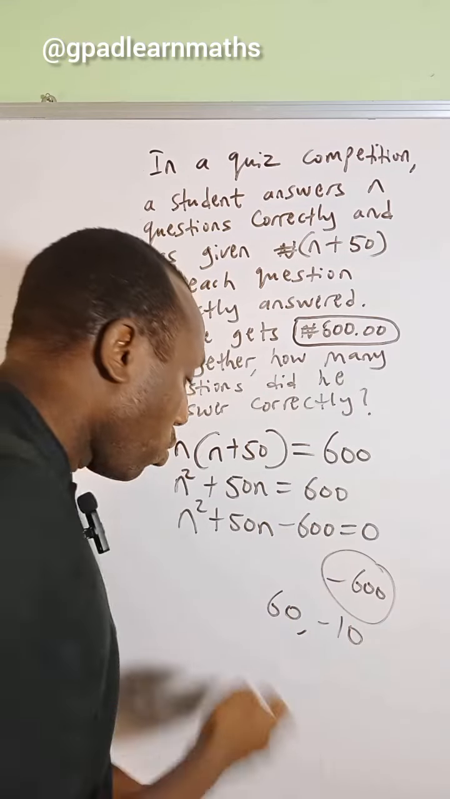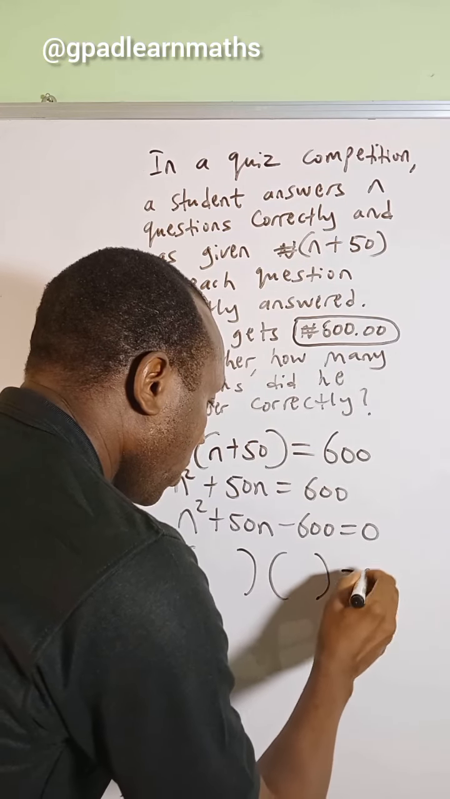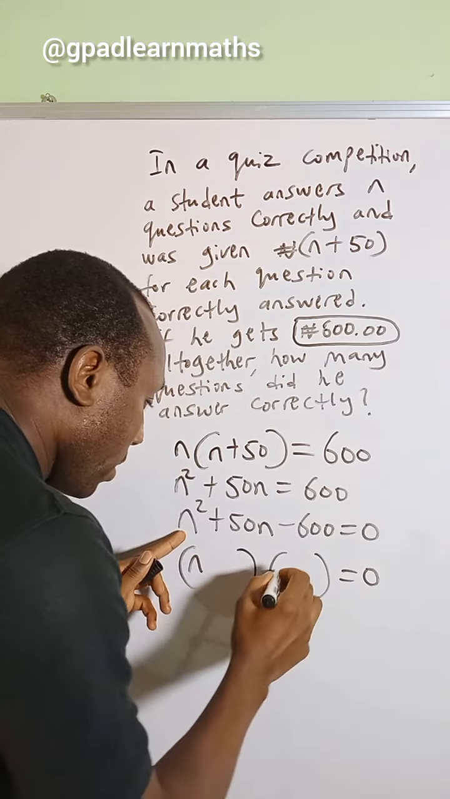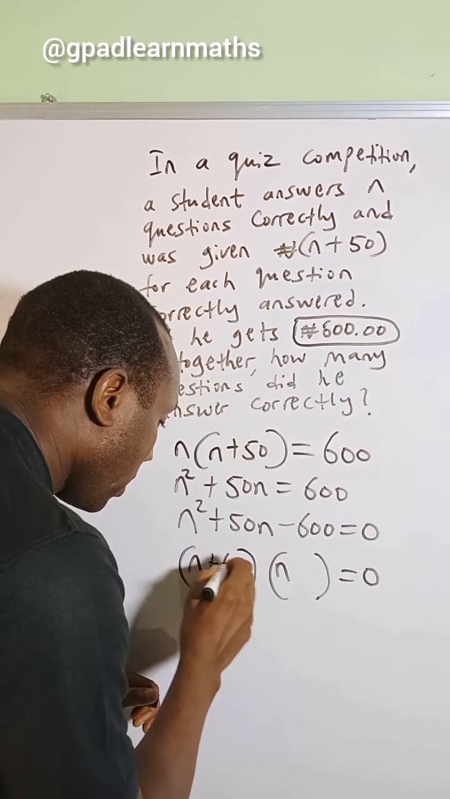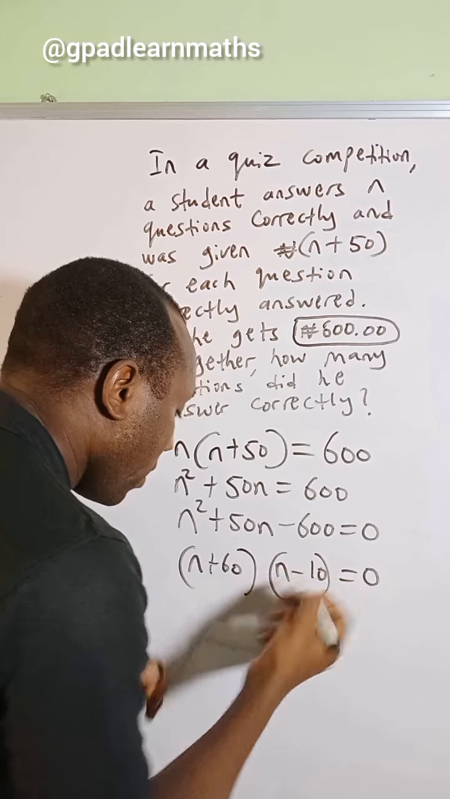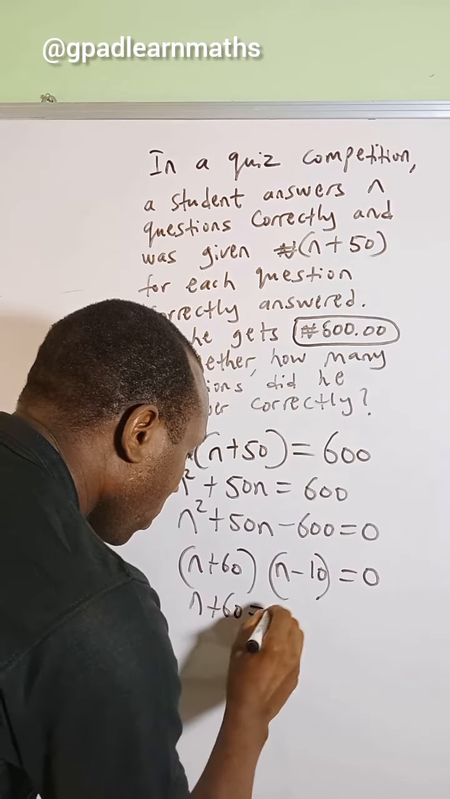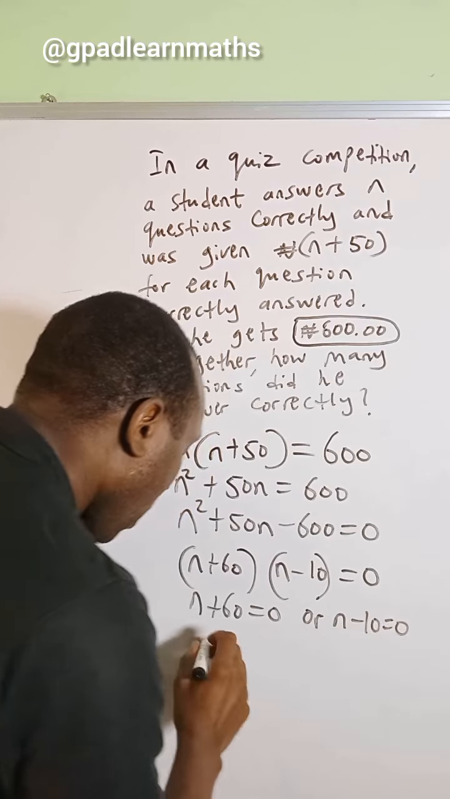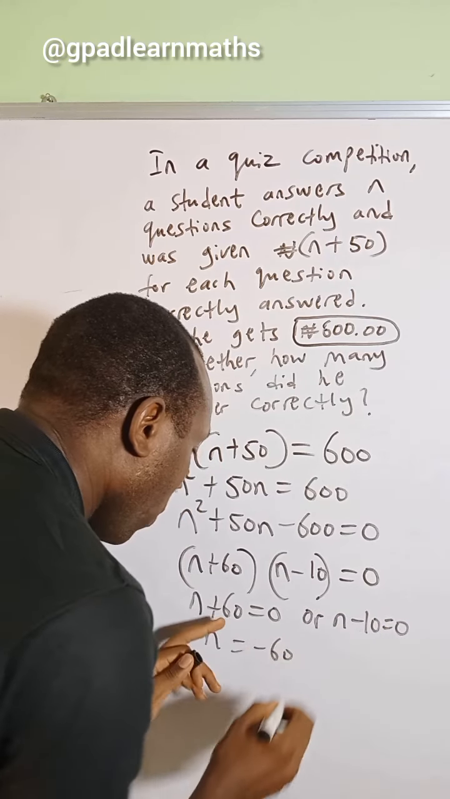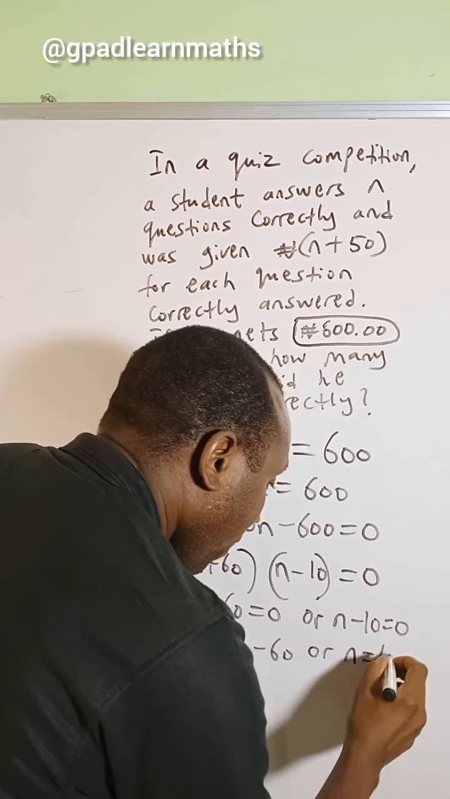So let's use those two factors. So we're going to open two brackets here equal to 0, and then put n. This is n squared, n here and n here. Then those two factors, that's plus 60 and minus 10. So equate n plus 60 to 0. That will be n plus 60 is equal to 0, or n minus 10 is equal to 0. So n is equal to minus 60 if you move 60 to the right hand side, or n is equal to what? Move minus 10, you have 10.